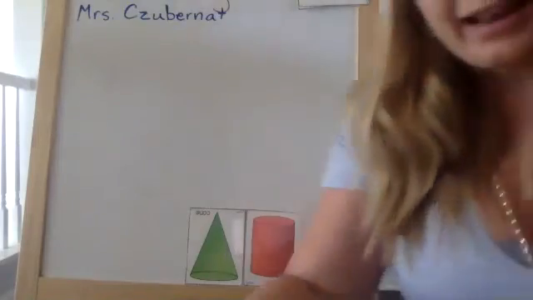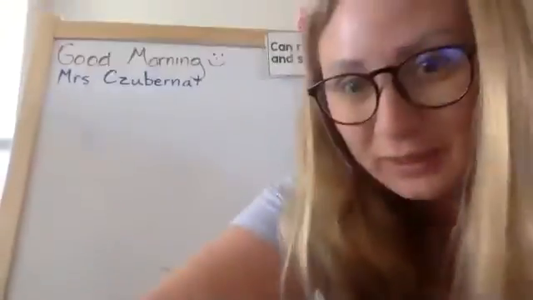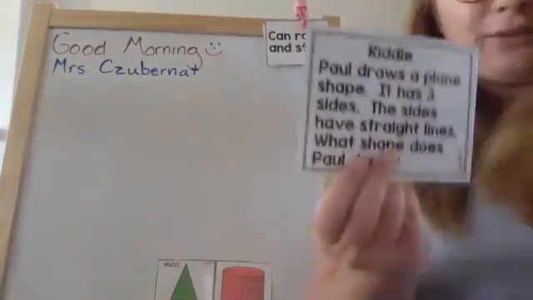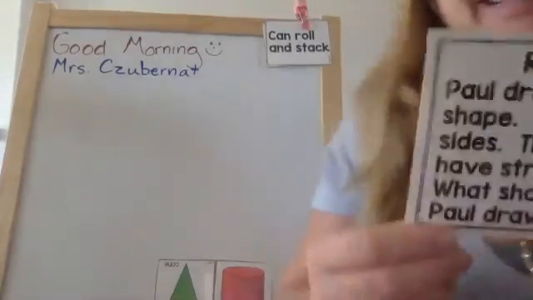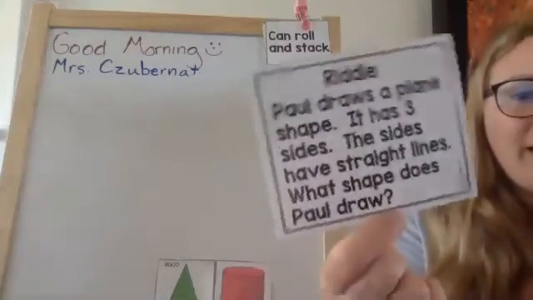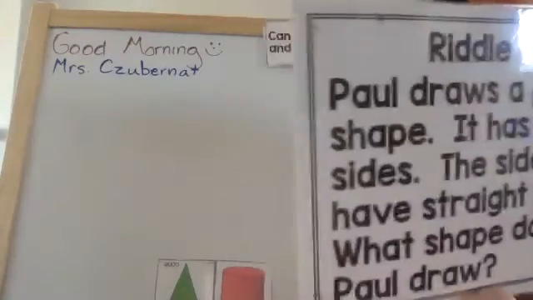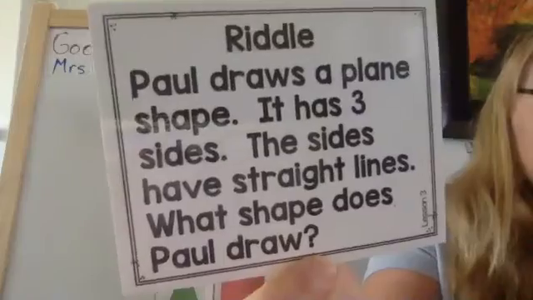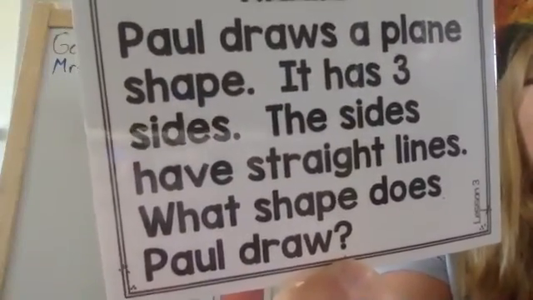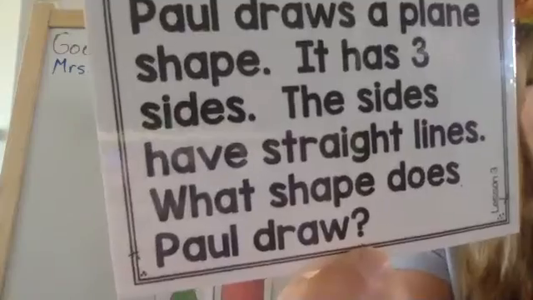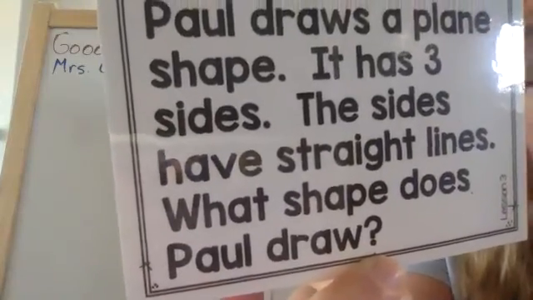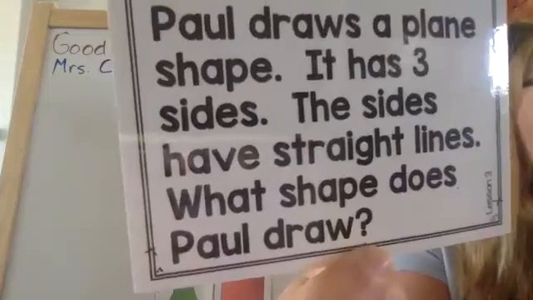Okay. All right, and I have one last thing. I have a little riddle for you. You ready for the riddle? Harper, can you read that for me? Paul draws a plane shape. It has three sides. The sides have straight lines. What shape does Paul draw?